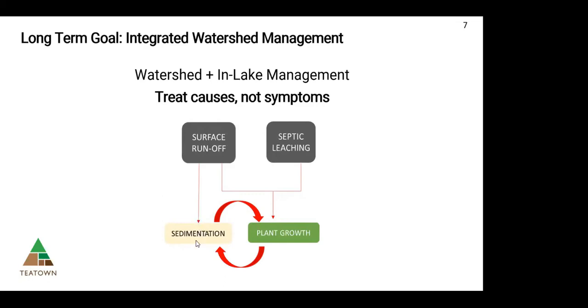But inside of the lake, you've got sedimentation influencing plant growth, and then plant growth influencing sedimentation, and it just keeps going. So this is a really good example of how you need to treat both what's going on outside and what's going on inside, because if you just do one or the other, it's not going to be effective necessarily in treating your problem.